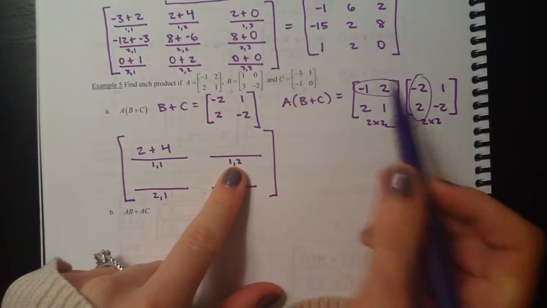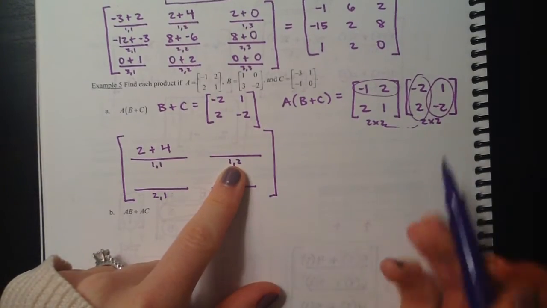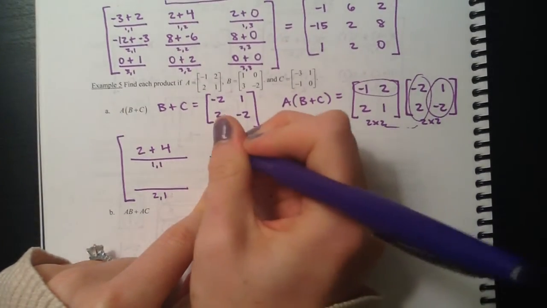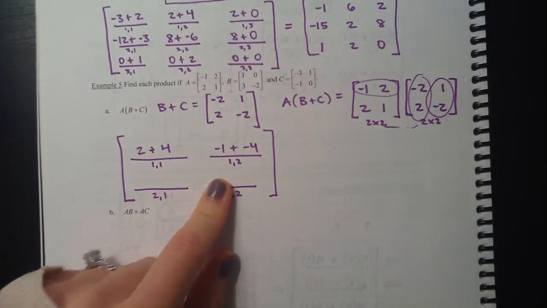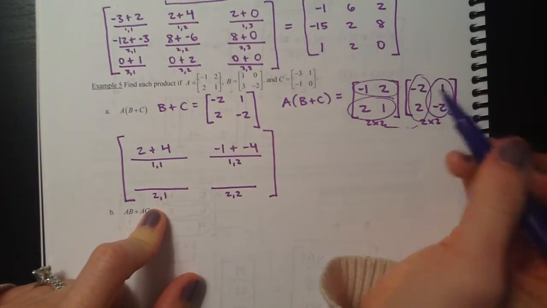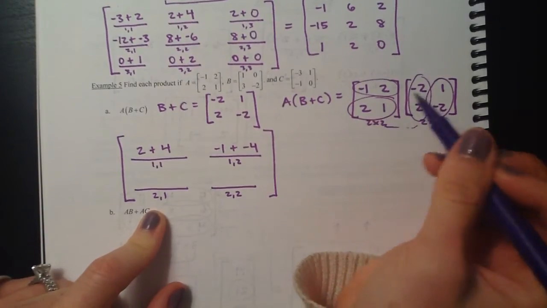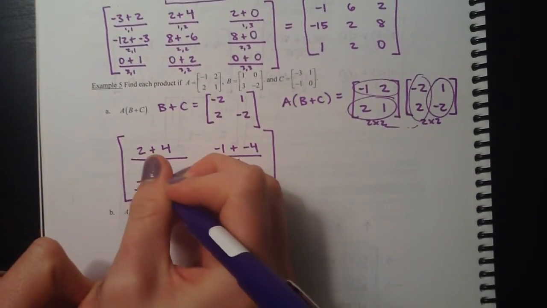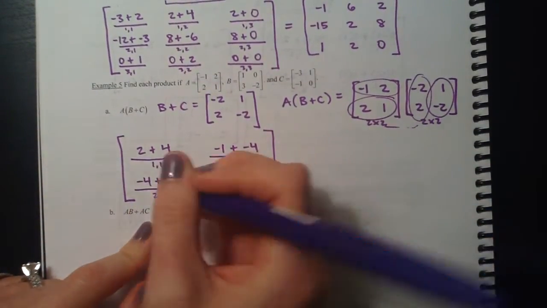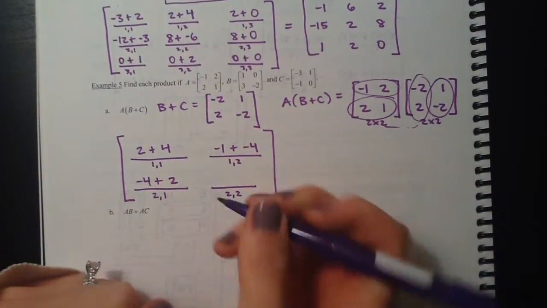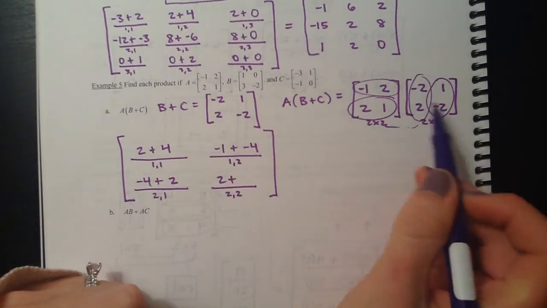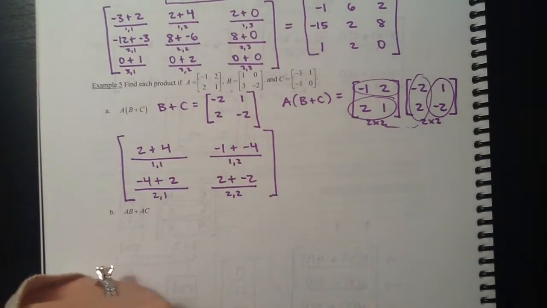Okay, next, row 1, column 2. Negative 1 times 1 is negative 1. 2 times negative 2 is negative 4. Bottom left, we've got row 2 back to column 1. 2 times negative 2 is negative 4, plus 1 times 2 is 2. And row 2, column 2. 2 times 1 is 2. 1 times negative 2 is negative 2.